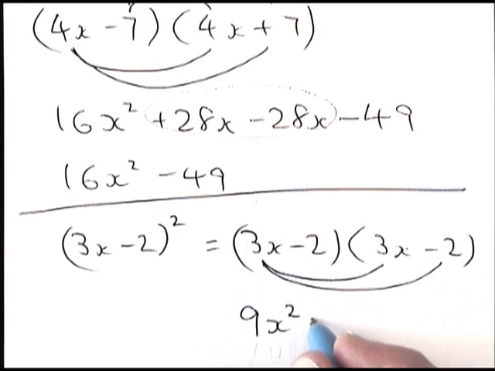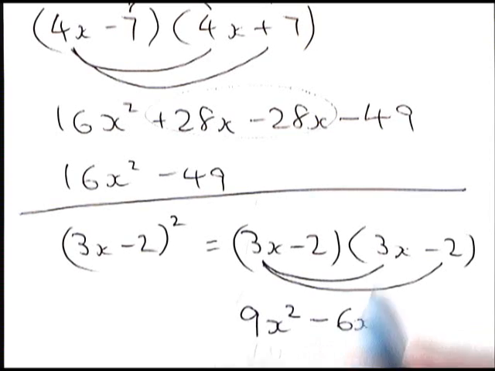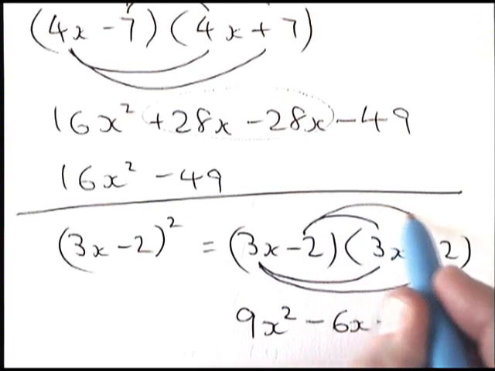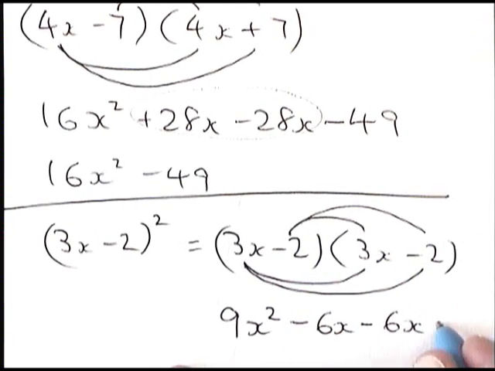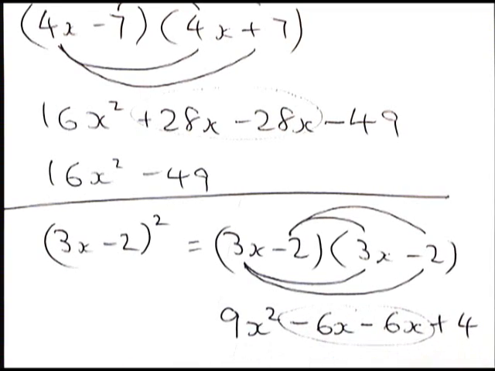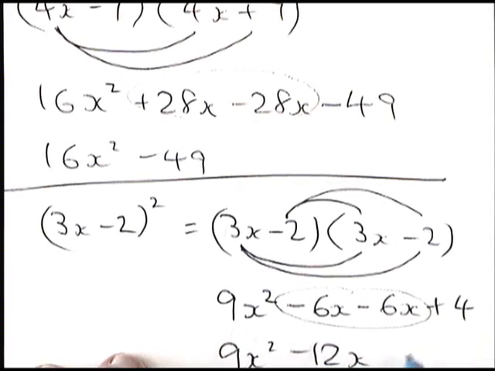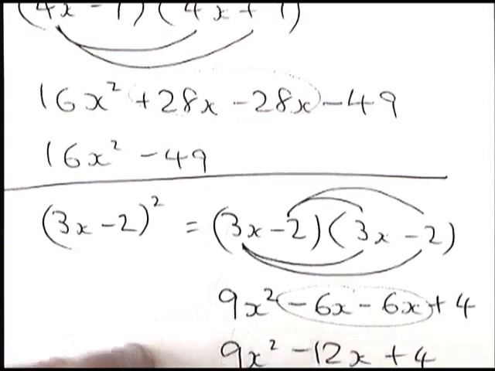3x times by minus 2, minus 6x. Minus 2 times by 3x, minus 6x again. Minus 2 times by minus 2, 2 minuses make a plus, so that's plus 4. These bits we can combine together. They're both negative. We started with minus 6, we're minusing another 6. That's going to get down to minus 12x, and then we have the plus 4 on the end.